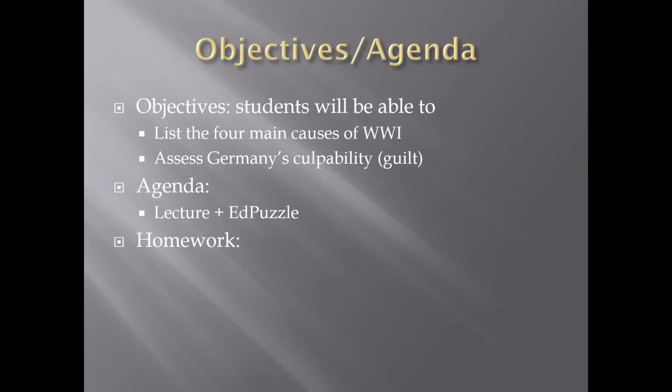By the end of the lesson, you should be able to list the four main causes of World War I and assess Germany's culpability or guilt. Germany is often accused of being the one to start this war, so we're going to look at how accurate and fair that assessment is.